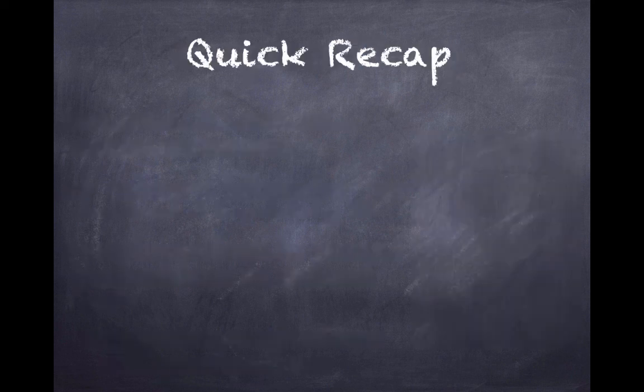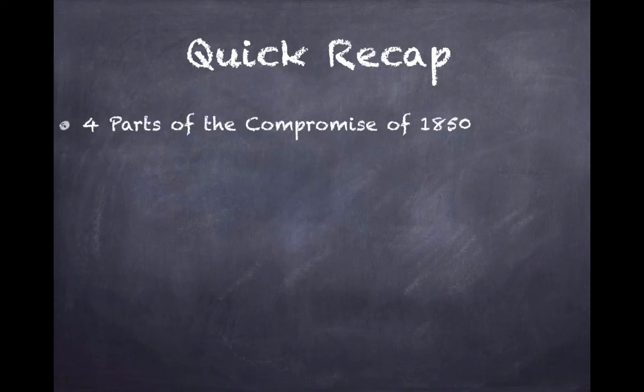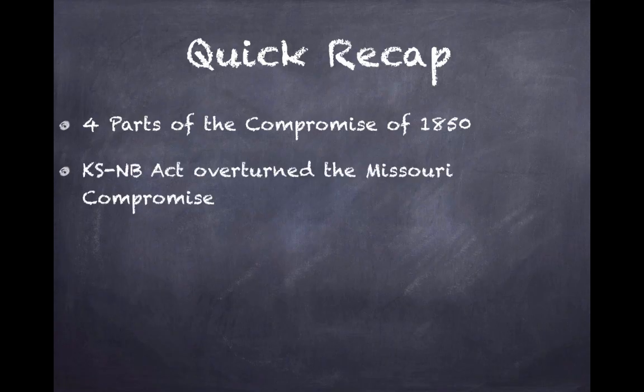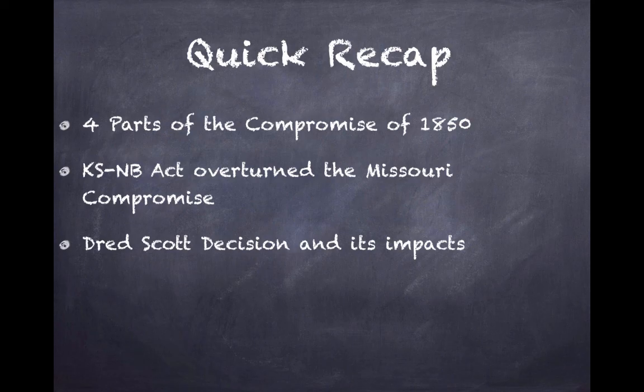All right, so let's recap very quickly 4 parts of the Compromise of 1850 you need to be aware of. Mr. Norris, do you remember those 4 parts? Popular sovereignty, Fugitive Slave Act, abolition of the slave trade in D.C., and California was added as a free state. Excellent. The Kansas-Nebraska Act overturned the Missouri Compromise. We had the Dred Scott decision and its impacts.